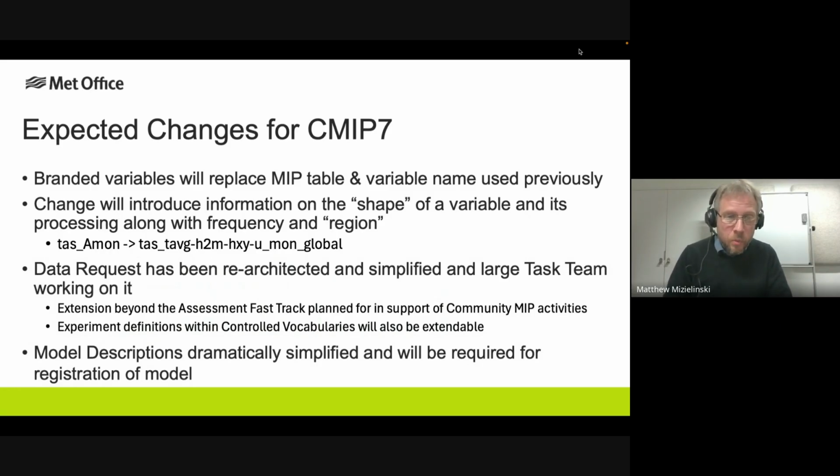Experiment definitions will be placed within the controlled vocabularies, a set of JSON files which define all the central information about the technical facets of our data for CMIP7, and these will also be extendable as new MIPs come along to define new experiments.